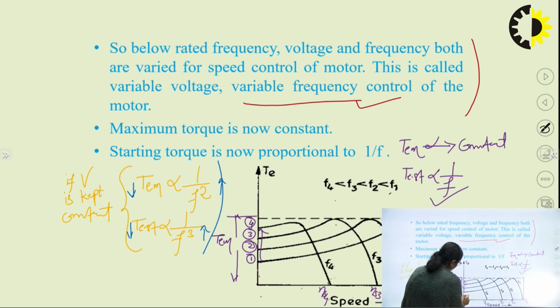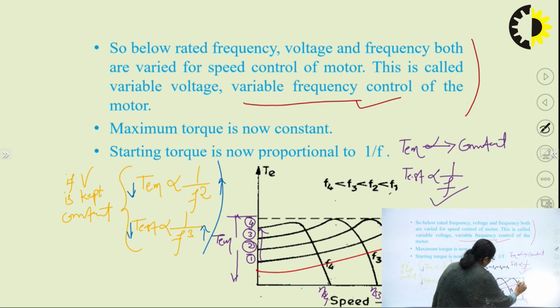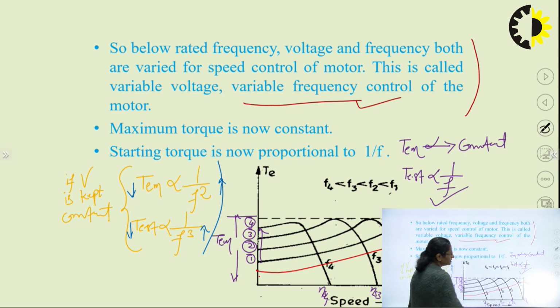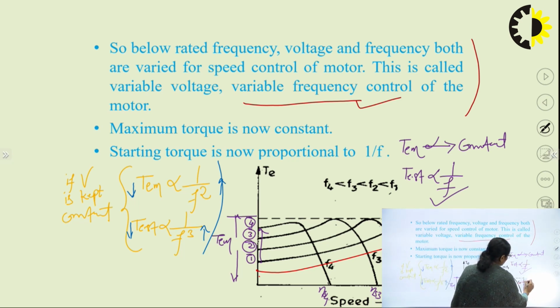So, let me plot the torque speed characteristic. I have reduced the maximum torque, I have reduced the starting torque. This corresponds to some frequency which is more than the rated value, let it be f2 dash. Let me draw the axis as well for more clarity, right?